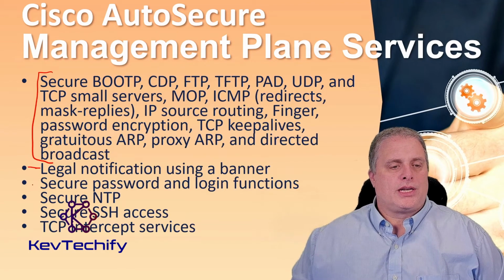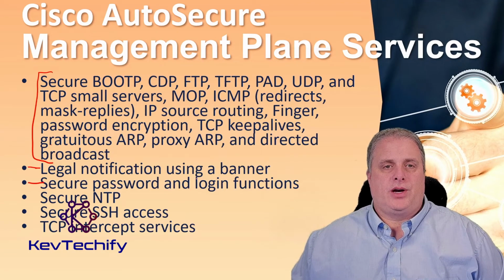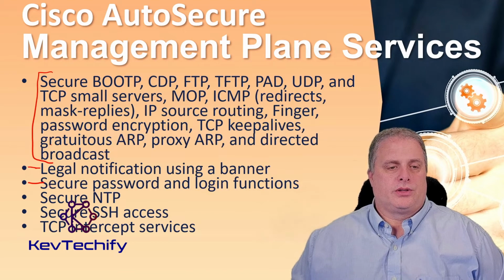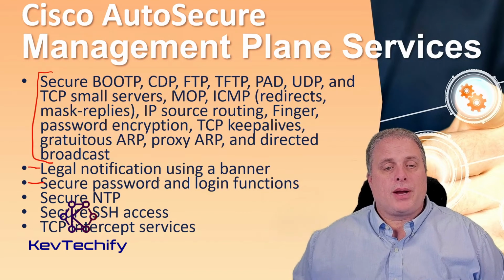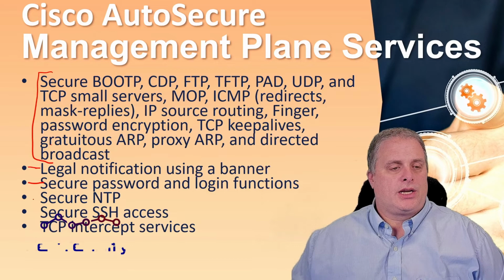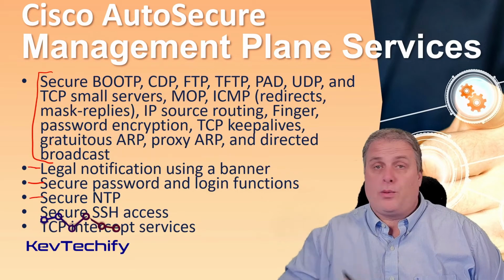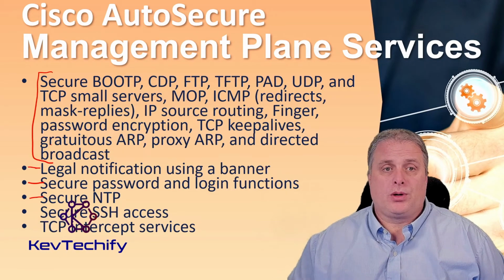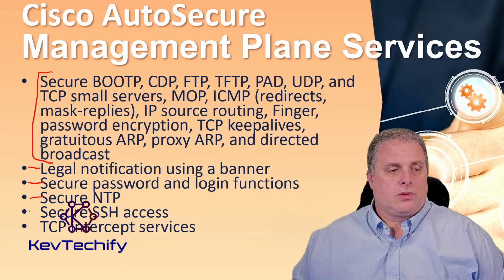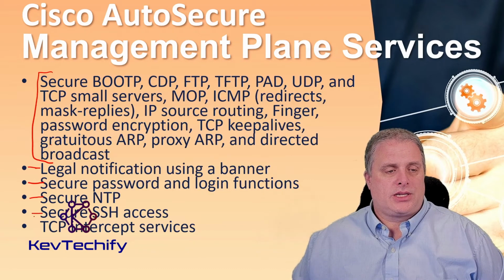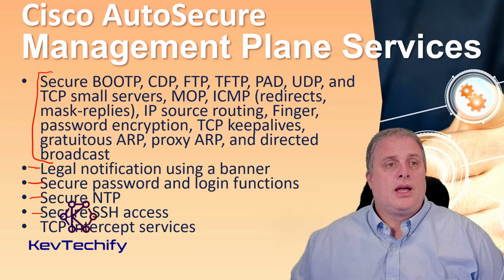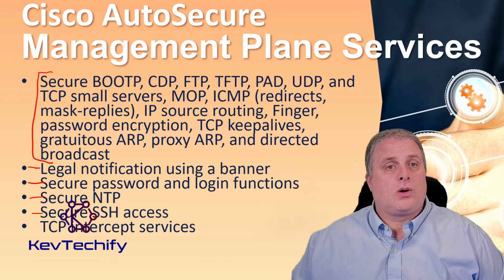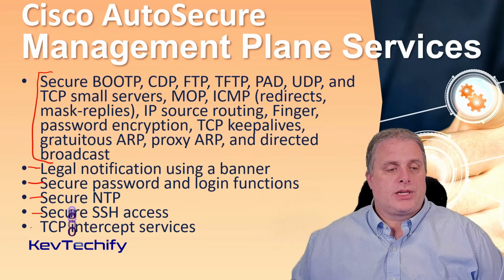Then it will secure password and login configurations. It'll secure and encrypt your passwords. It'll secure NTP so that somebody can't spoof your Network Time Protocol. It'll secure our SSH connections, setting it up and making sure it's all going. And then one of the final things that Cisco AutoSecure will do is set up the TCP intercept services.